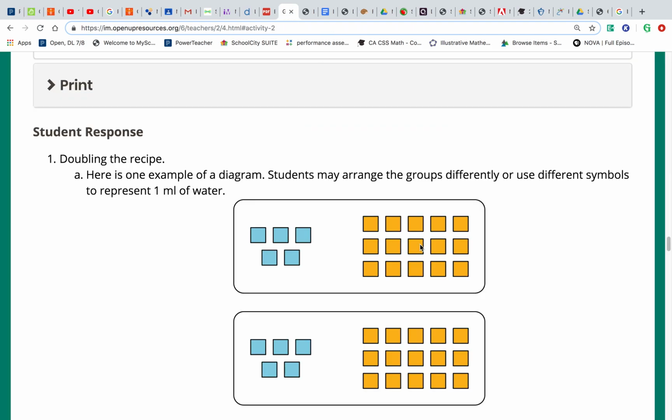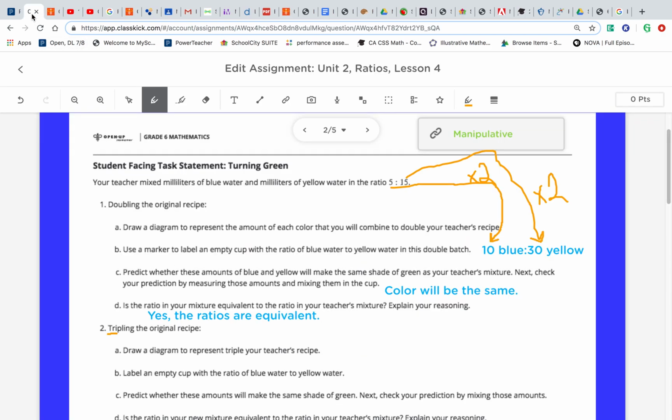Here you can see 2. To triple it, we're going to add in 1 more of these. So another set of 5 and 15, 5 blue and 15 yellow to triple it. And so we want to think about what that means. Okay, and so if we have 5 to 15 and we triple it, that means that we're going to take 5 times 3, and that's the blue.